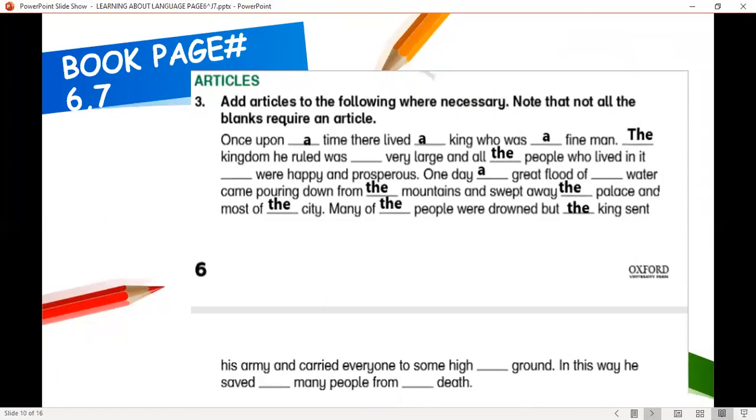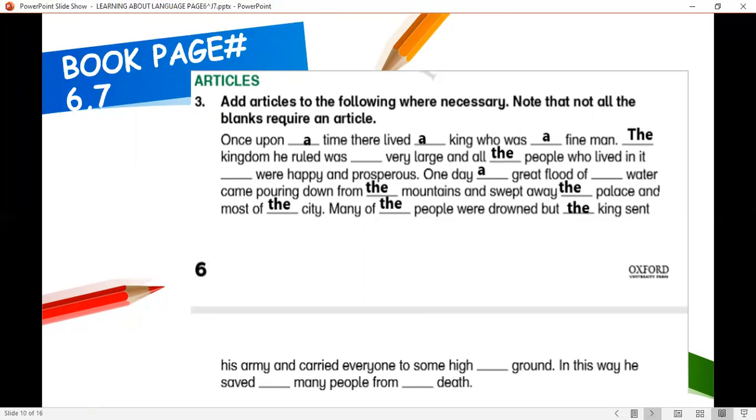Once upon a time, there lived a king who was a fine man. Now, in the first sentence, there is nothing specific. Not a time is specific, not the king is specific, not the fine man is specific. The kingdom he ruled was very large, and all the people who lived in it were happy and prosperous. Now, in the second sentence, the kingdom and the people both are specified by the king, who is the ruler of the kingdom as well as the people.